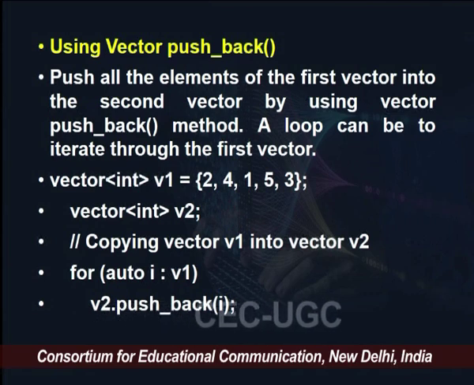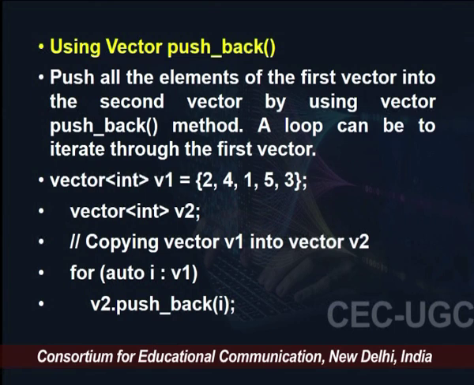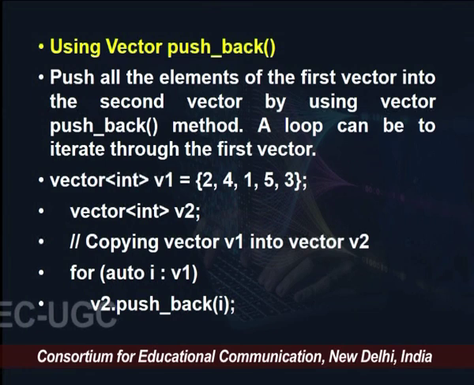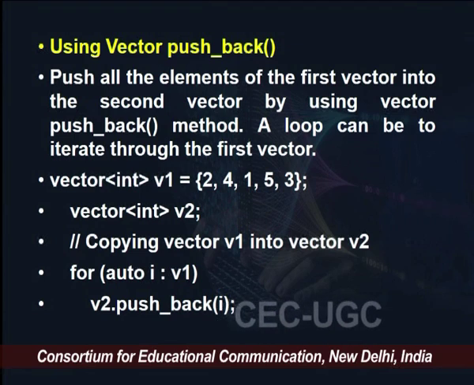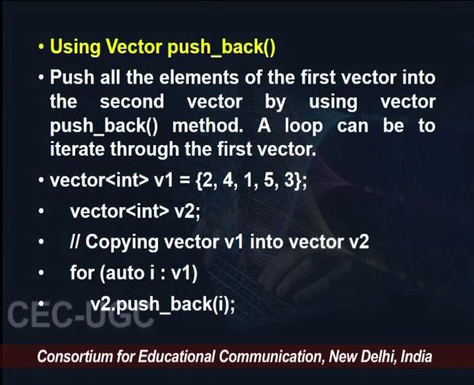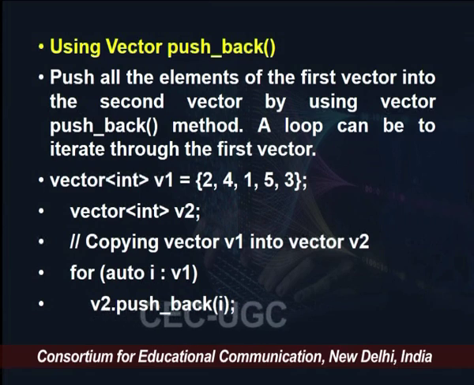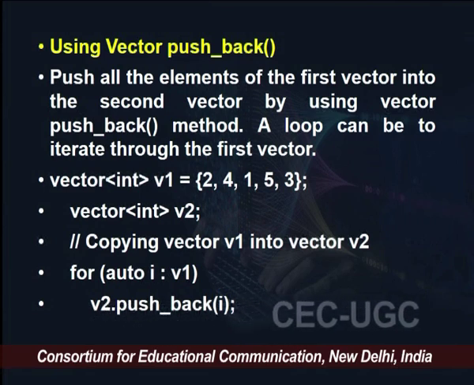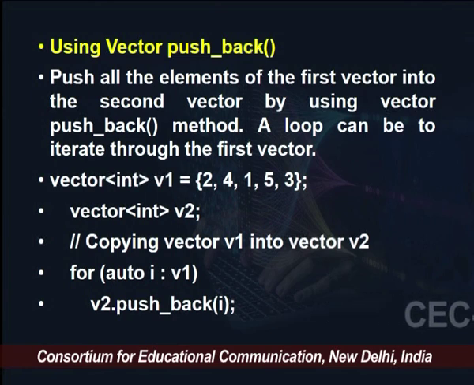So, here all the elements of the first vector will be pushed into the second vector, and here we are going to use the method push_back. Because this works with one particular element at a time, we need to use a loop that can iterate through the source vector from which we want to copy the values.